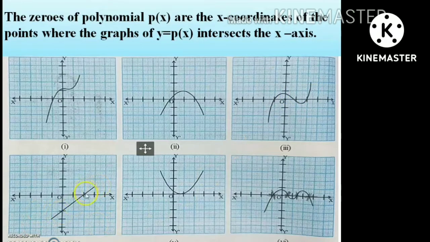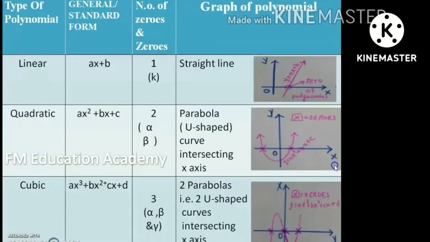Similarly here in this fourth figure, it is cutting the y-axis also, but that is not a zero. A zero of a polynomial in terms of p of x is only where it is cutting the x-axis. So only 1 zero is there. Similarly, solve figures 5 and 6.